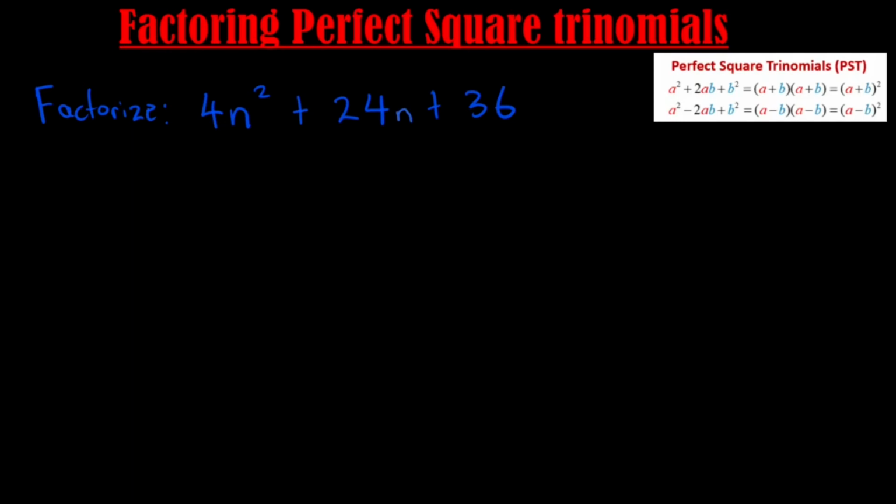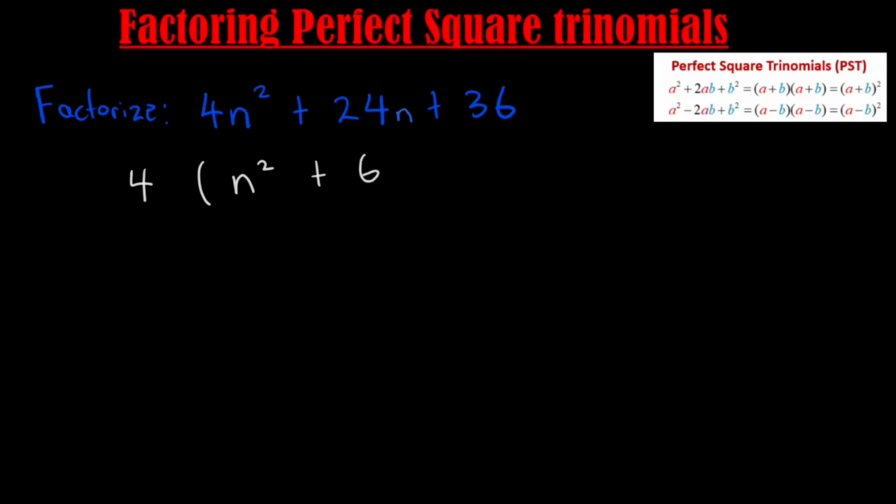But before we dive into that, we realize that all three terms in the trinomial have something in common. Factor out a number, right? So we see that they have 4 in common. The highest common factor for the 4, the 24, and the 36 is 4. So we're just going to go ahead and factor out that 4 first, and that should make our working a little bit easier.